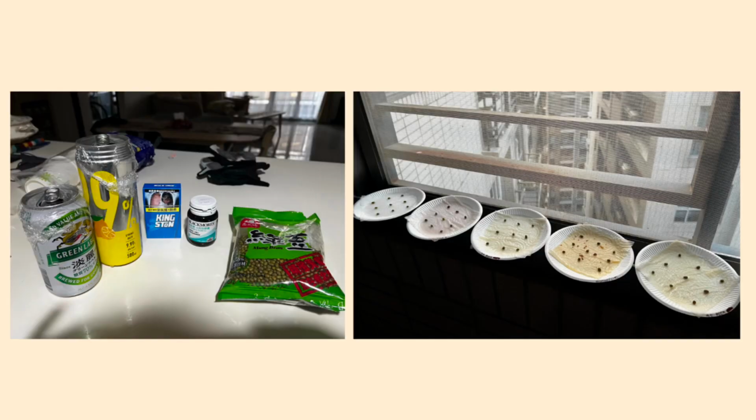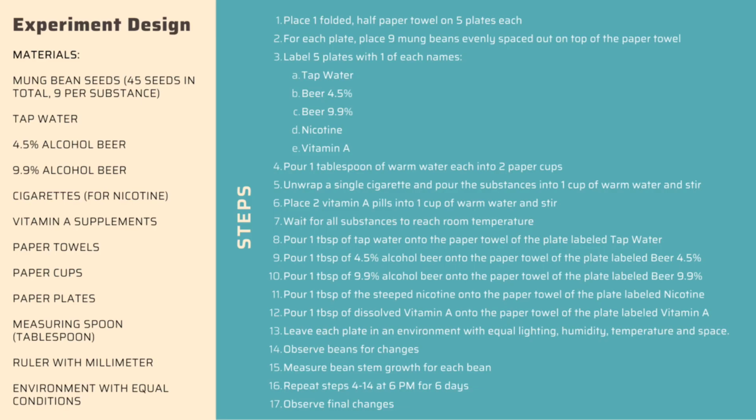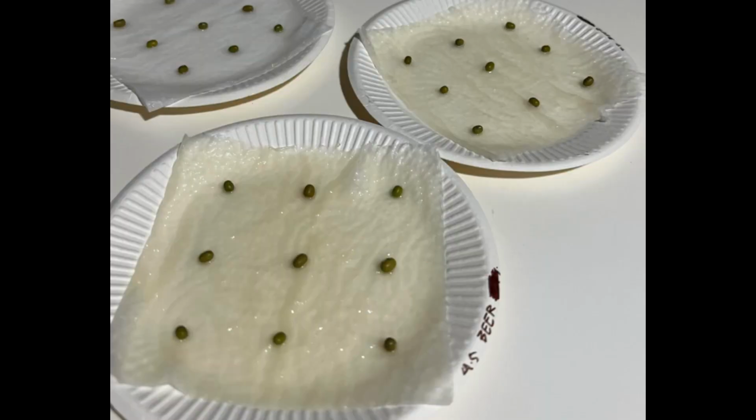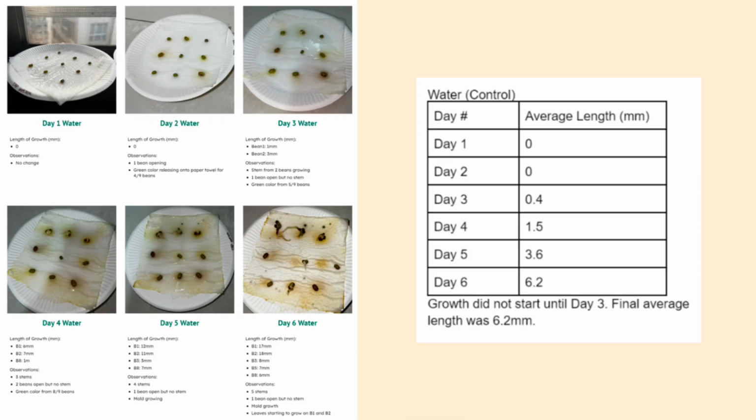The steps taken were placing 9 mung beans on a plate with a paper towel and labeling the 5 plates with tap water, which is the control group, and then our independent variables, the 2 types of beer, nicotine, and vitamin A. Then, each day I would pour 1 tablespoon of each of the teratogenic substances, and water for the control group, onto the mung bean plants and observe them for growth and changes. After 6 days, the experiment ended and the results were in.